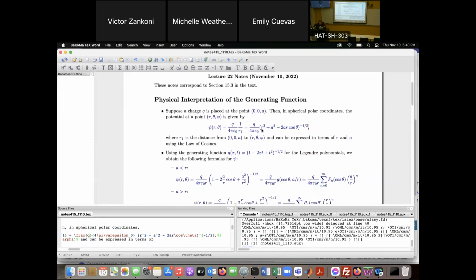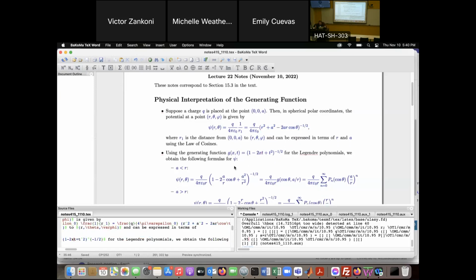Now, this expression here is 1 over the square root of all this. That turns out to be equal to the generating function for Legendre polynomials by choosing the right values for x and t.